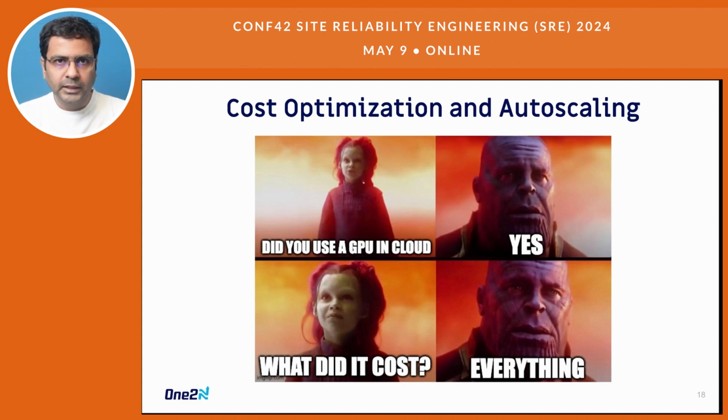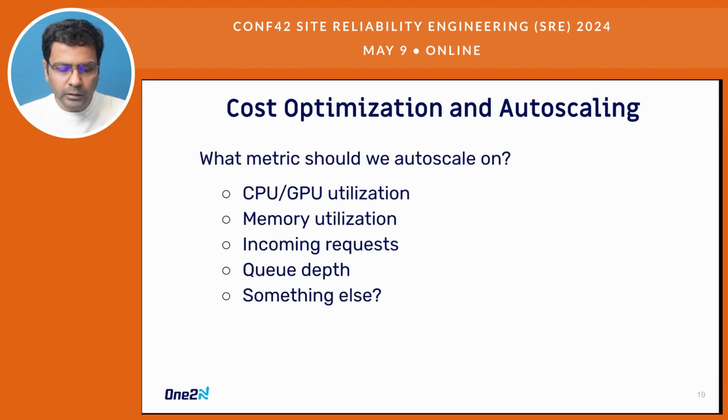Cost optimization, autoscaling. That is one of the pet peeves given the current market scenario. Mostly you will have seen that if you use GPU in cloud, it costs a lot, right? So how do you go about optimizing and autoscaling? You have to think about what is the parameter on which you can autoscale. Is it the utilization of CPU or GPU? Could it be memory utilization or number of incoming requests? Or it could be depth of the queue in case we were using RabbitMQ.